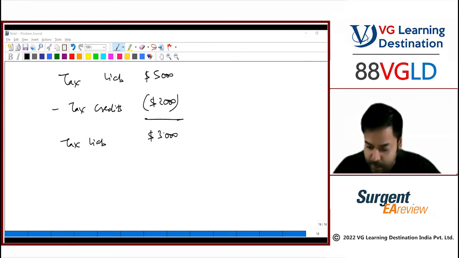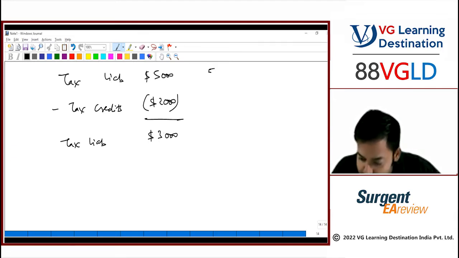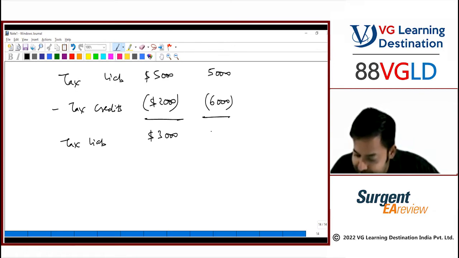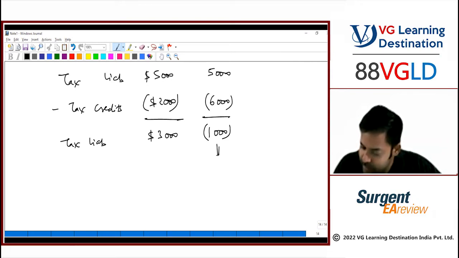Okay, now let's say second scenario, I'm just putting another scenario. This is 5,000 and this is 6,000. This is going to be negative 1000. Would that be a refund?